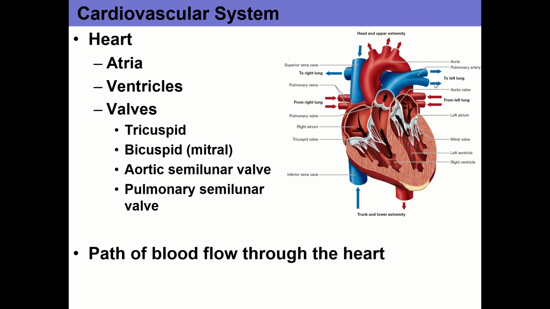That freshly oxygenated blood returns back to the heart, specifically to the left atrium via the pulmonary veins. So then the pulmonary veins dump into the left atrium. Left atrium contracts, pushes blood down to the left ventricle. Left ventricle contracts, pushes blood out into the aorta. And then the aorta distributes blood to the rest of the body. So that's the path of blood flow through the heart.